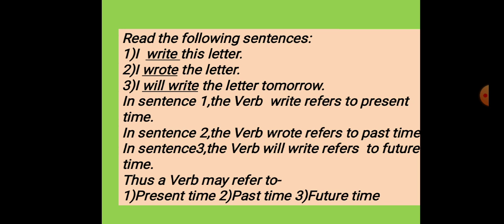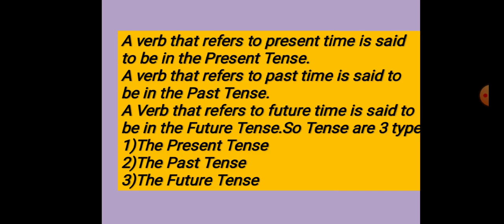In sentence 1, the verb write refers to present time. In sentence 2, the verb wrote refers to past time. In sentence 3, the verb will write refers to future time. Thus, a verb may refer to present time, past time, and future time. A verb that refers to present time is said to be in the present tense. A verb that refers to past time is said to be in the past tense. A verb that refers to future time is said to be in the future tense.